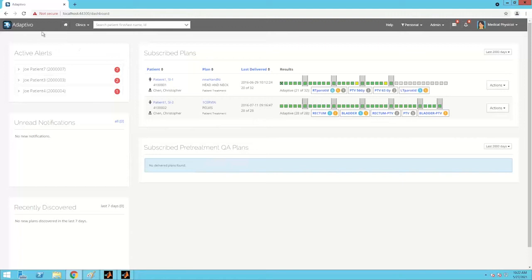So this is what I refer to as the dashboard. And up here in the upper left, you see the active alerts for 3 of the patients that we have. Patient 7 has 7 alerts. I haven't been keeping up with my alerts because I'm not a real clinical physicist. Joe patient 3 has 2 and Joe patient 4 has 1.